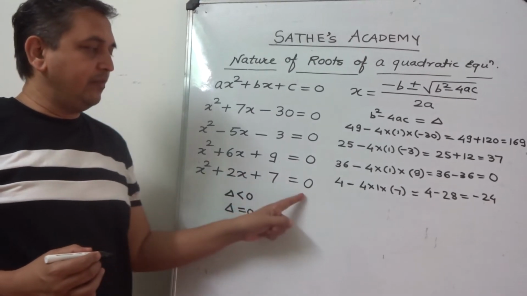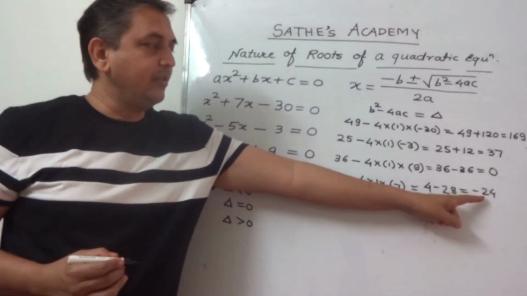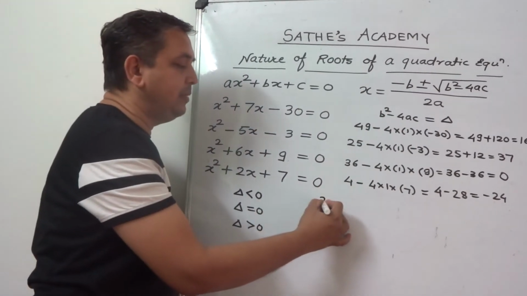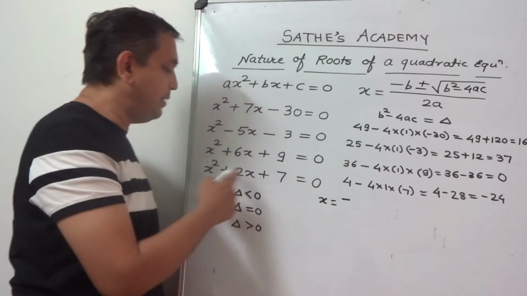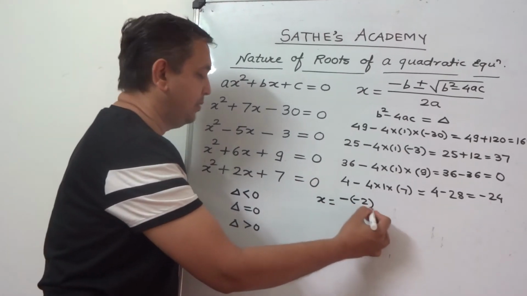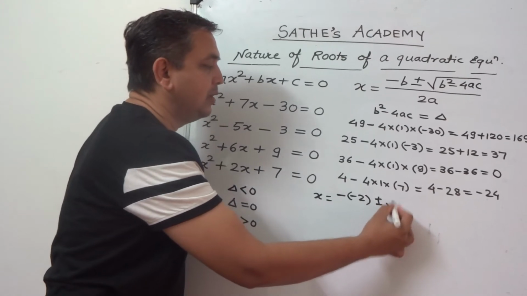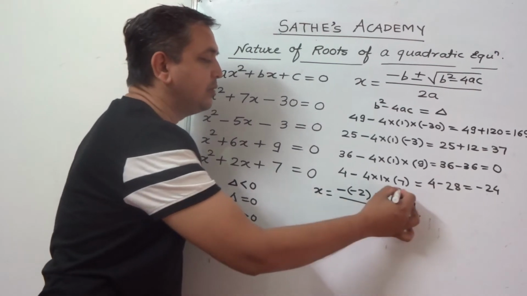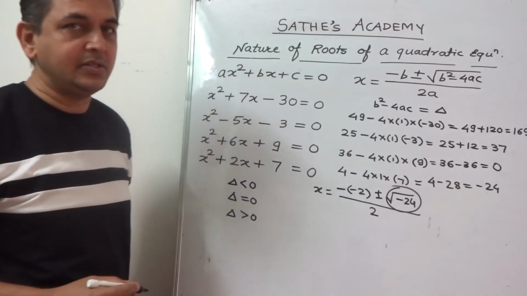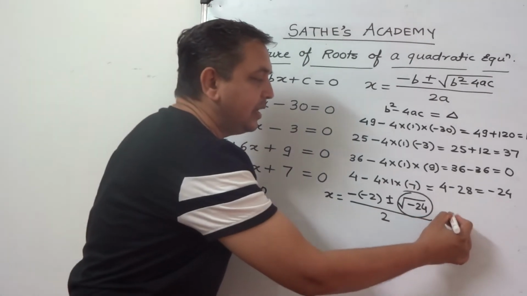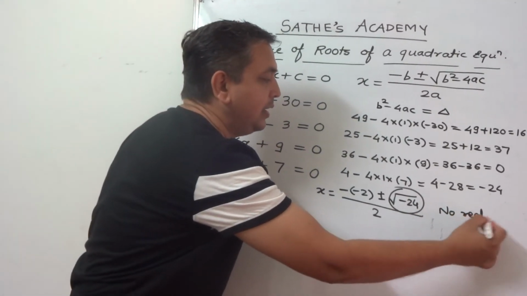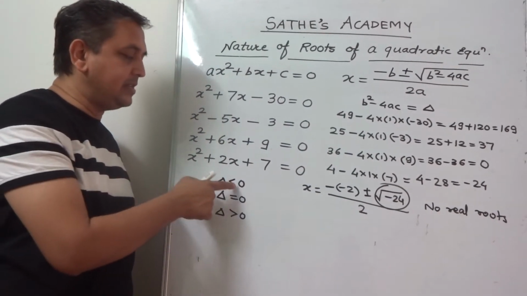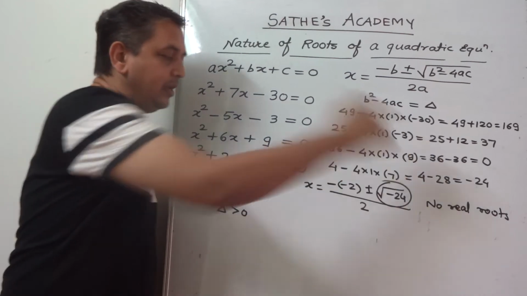In this fourth case, we find delta is less than 0, minus 24. If we use this value in the solution will be x equal to minus b, that is minus of minus 2, plus minus root of minus 24 upon 2. Now square root of a negative number does not exist, so we say there are no real roots. So what do we observe? If delta is less than 0, we get no real roots.